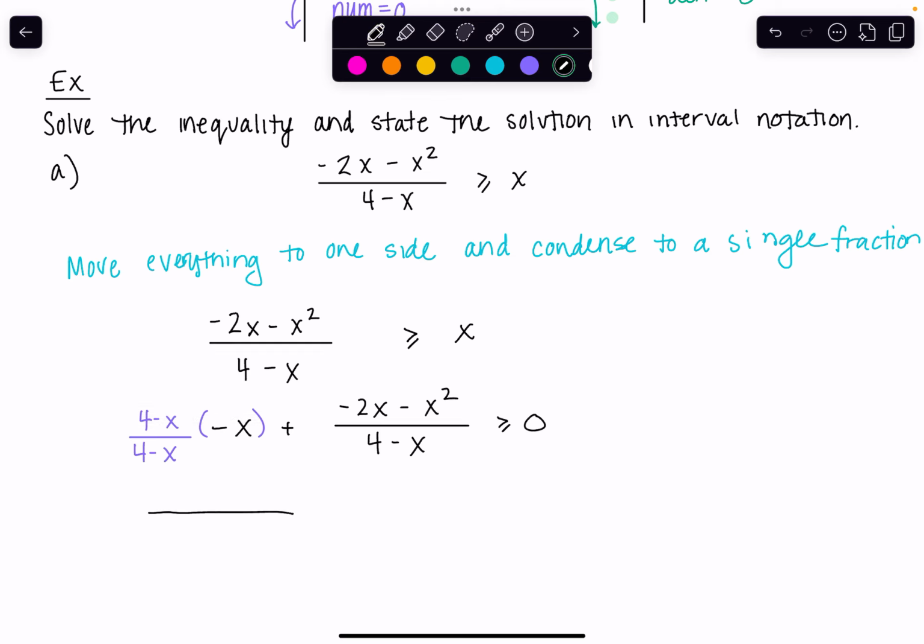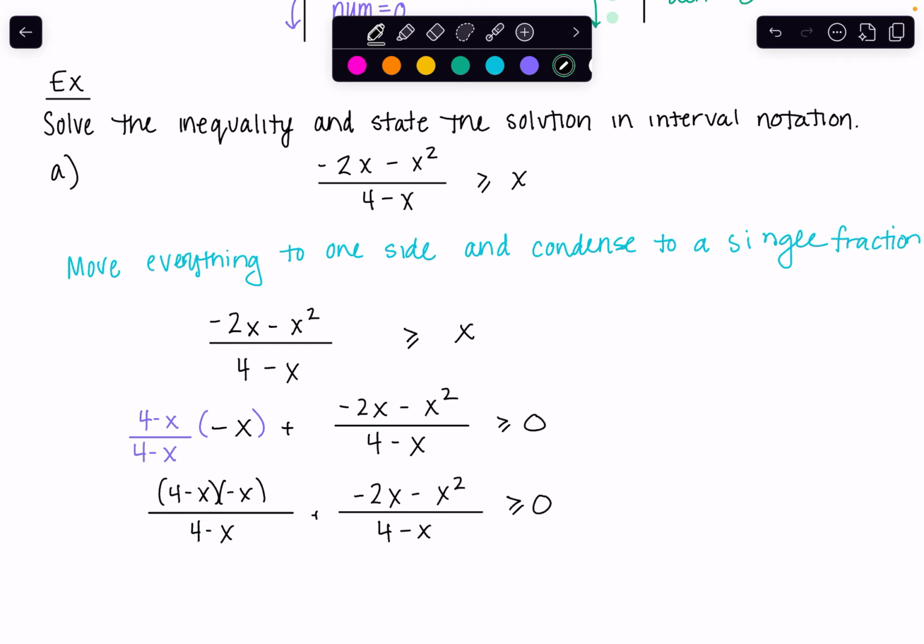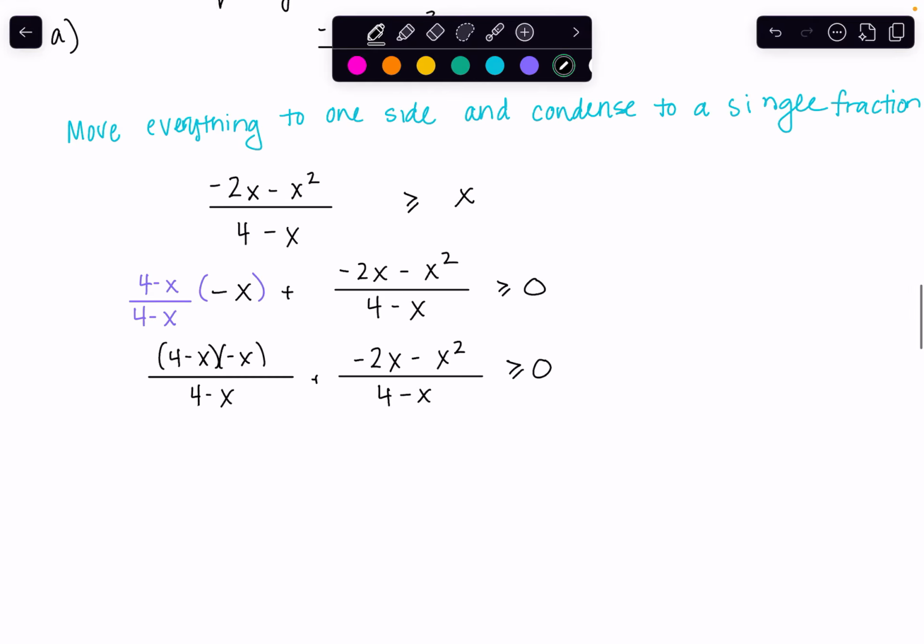So I'm going to wait to condense everything. We've got (4 minus x) times (negative x) over (4 minus x). And then we're going to add 4 minus x in the bottom and negative 2x minus x squared in the top. Okay. I like to wait to multiply stuff out because these minus signs can be a pain and really easy to drop. So I like to make this one giant fraction before I multiply stuff out. So I'm going to put that negative x in the front just to make life a little easier. And then we're going to add it to this other expression.